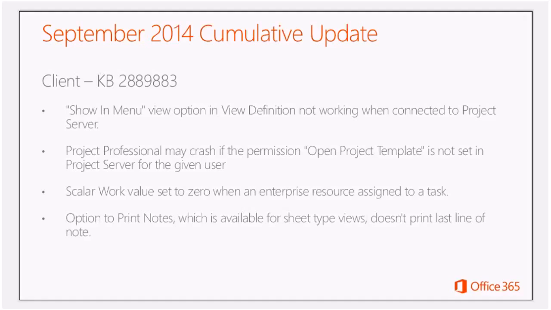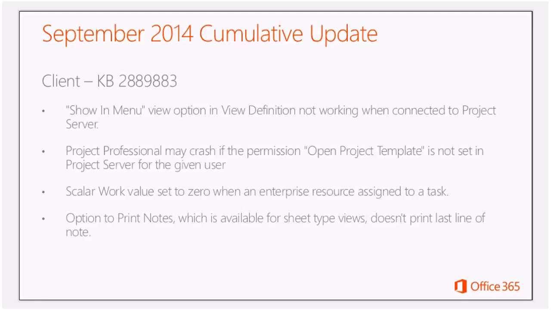But we fixed that problem so that the crash no longer occurs. Third item here, scalar work value set to 0 when an enterprise resource is assigned to a task. Consider this scenario. You create a task and you want to front load it with work. So you don't know who's going to be working on it right now, but you know exactly how much work you want to do. So later on, you assign a resource to the task, and what you find out is that the work on that is set to 0.